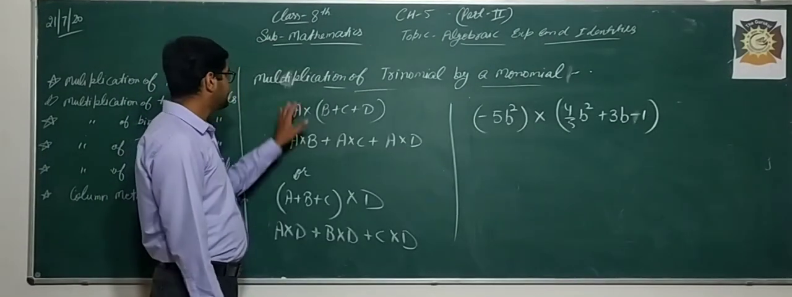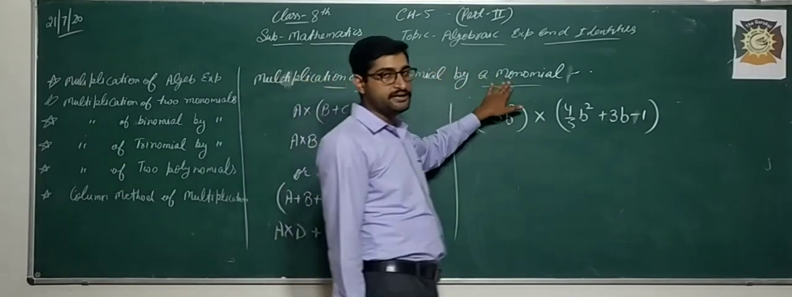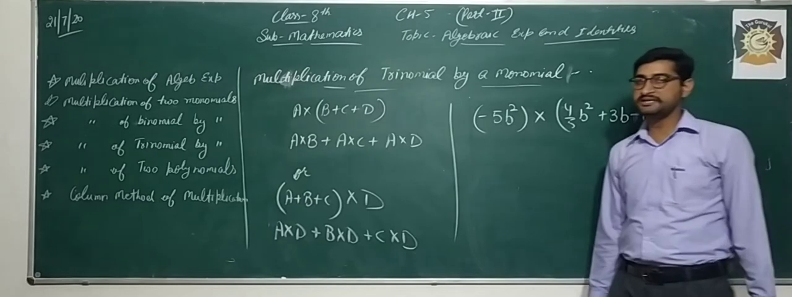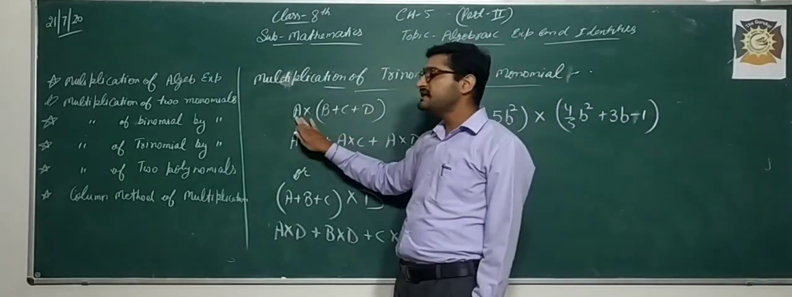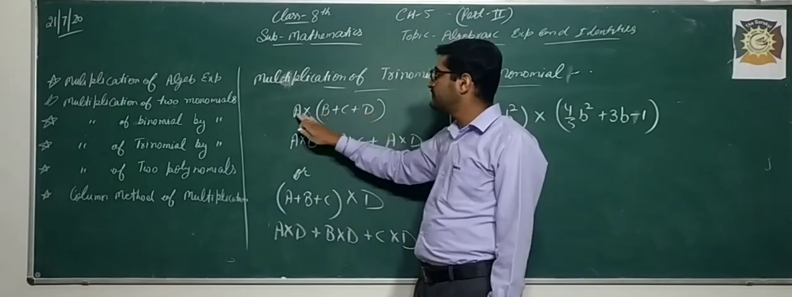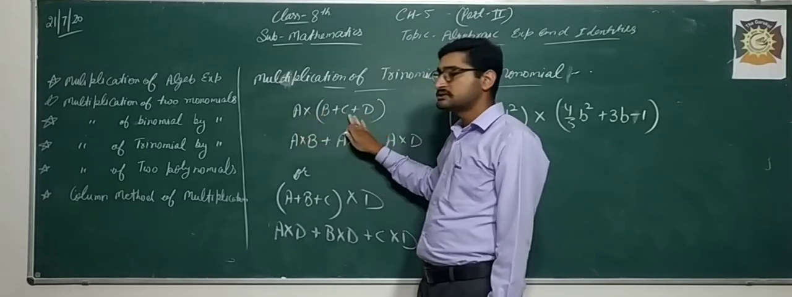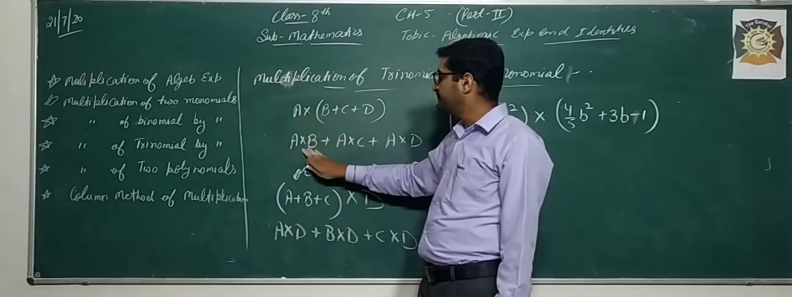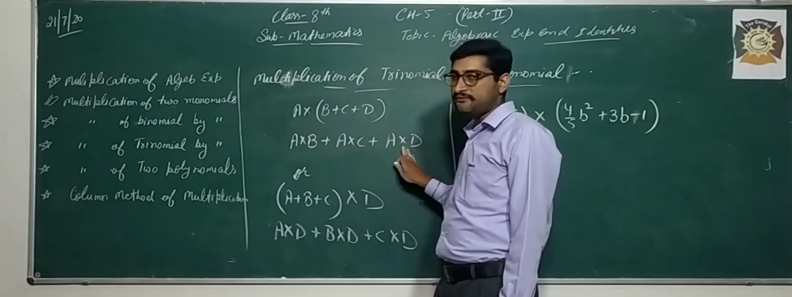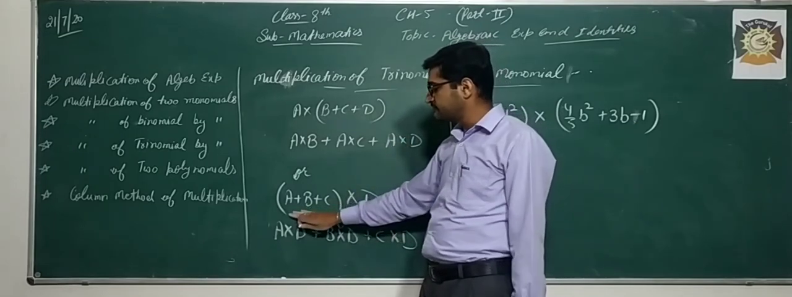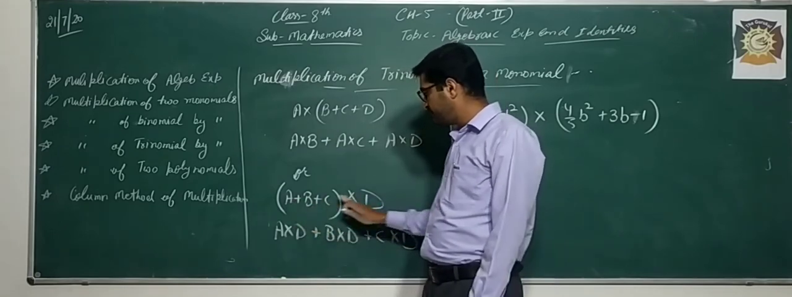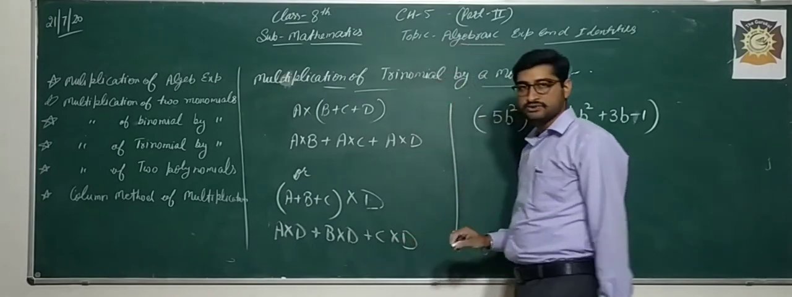Now the next topic is the multiplication of a trinomial by a monomial. A trinomial is an algebraic expression having three terms. Here you can see a is a monomial and b plus c plus d is a trinomial. When we multiply a monomial with a trinomial, this will be a into b plus a into c plus a into d. Or if it's in the form where first it's a trinomial and after that a monomial, then a into d plus b into d plus c into d.